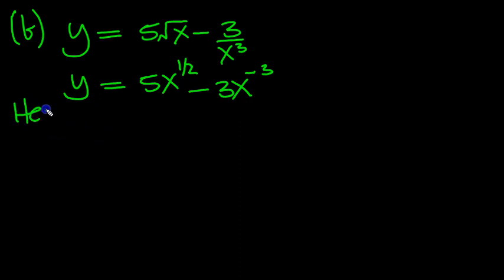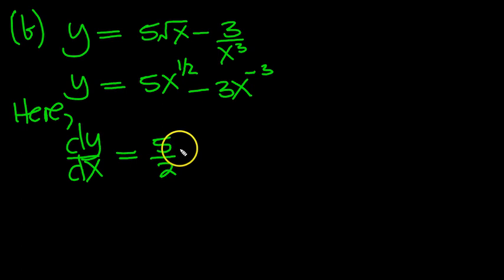So here, differentiating then, dy dx. Now we can just simply differentiate. Dy dx, the half comes down to be with the 5, to make 5 halves, 5 over 2, x to the 1 less than half, which is minus a half. Minus 3 lots of, the minus 3 comes down to be with the minus 3 to make plus, 3 threes are 9, x to the 1 less than minus 3, which is minus 4. There we go. Now we can just tidy it up.